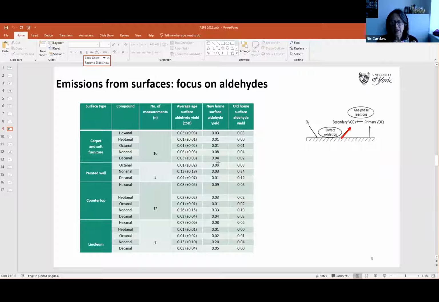And we can see again that the yields will vary depending on whether you have a new or an old surface, depending on the type of surface. So different carpets will give you different yields depending on the particular material. So it's all very complicated. And also, we only really have relatively few measurements.